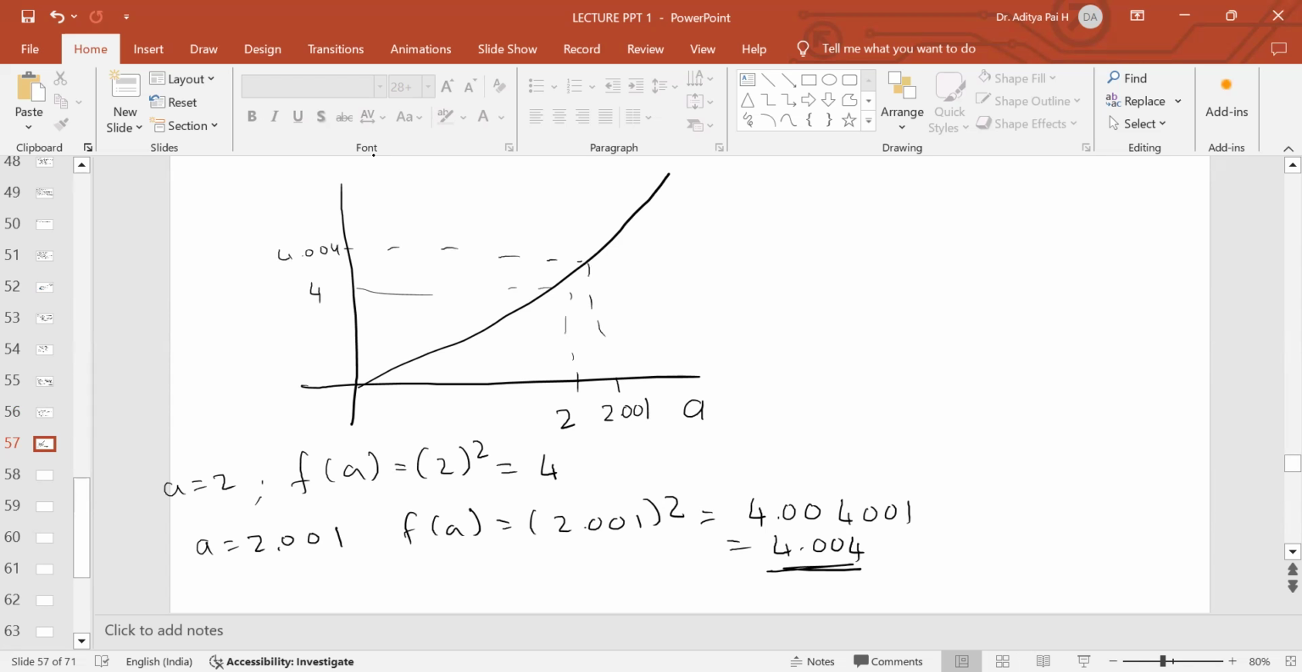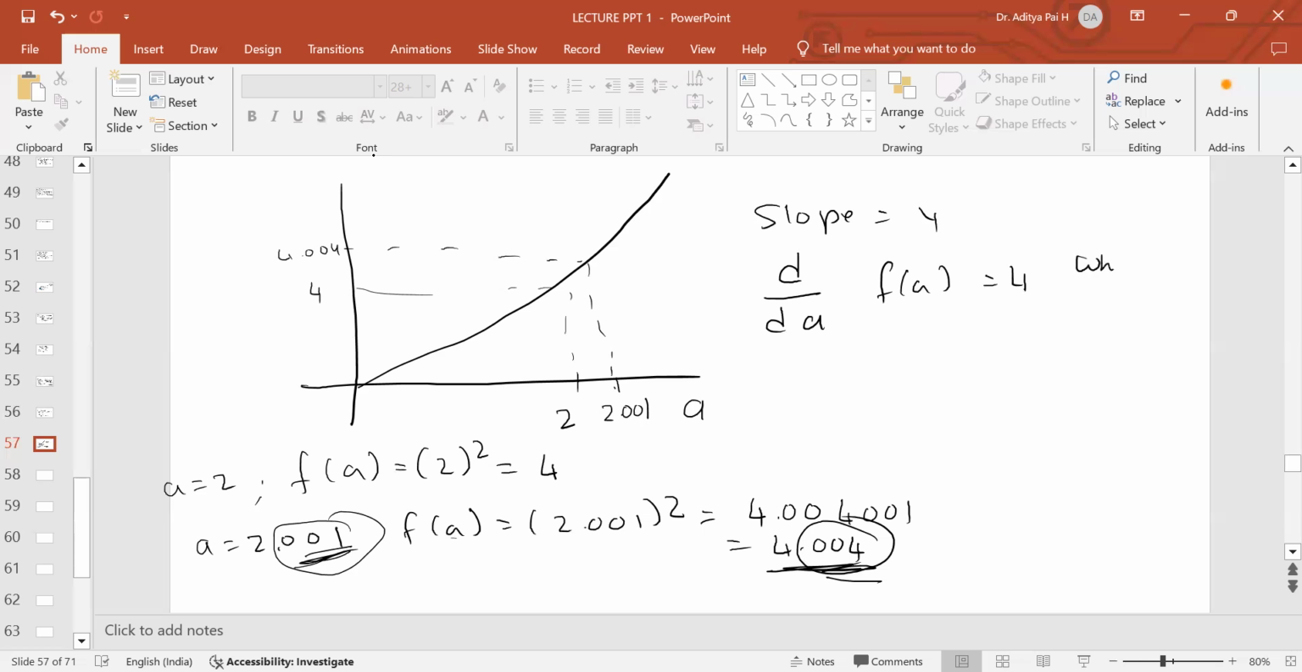As a result, the slope here, comparing this 0.001 and this 0.004, is equal to 4. The slope is equal to 4 because the change is 4 times; just look at the digits after the decimal point. Therefore, d by dA of f of a is equal to 4 when a is equal to 2.